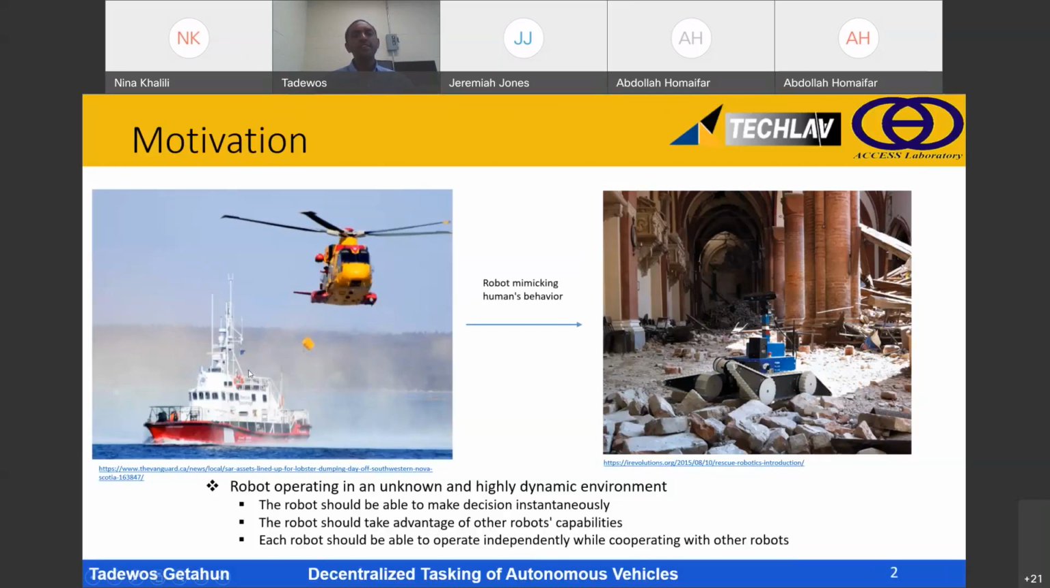Here, we need highly specialized personnel or operators for the search and rescue operation. For the robot to mimic this kind of advanced features, the robot must be able to perform instantaneous decisions, and also it must collaborate among its peers or among agents just to perform an action or a task. So that will be the focus of my talk today.